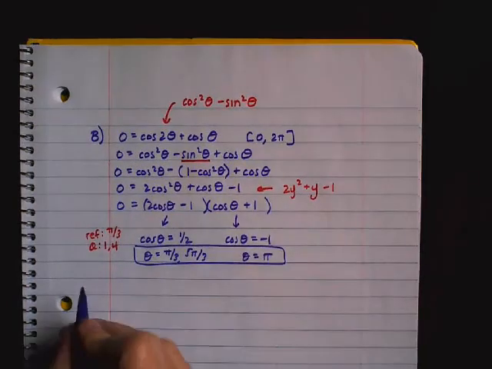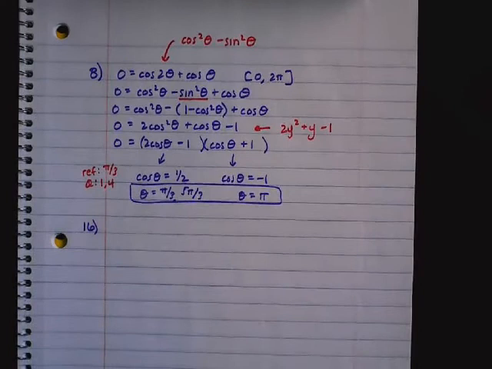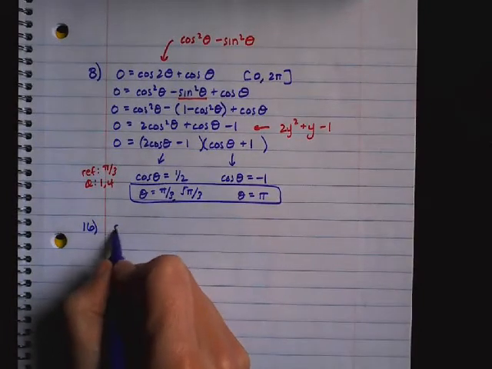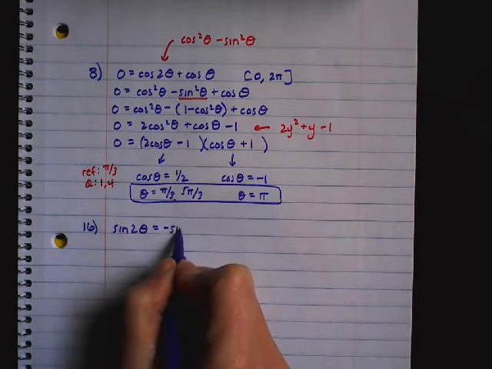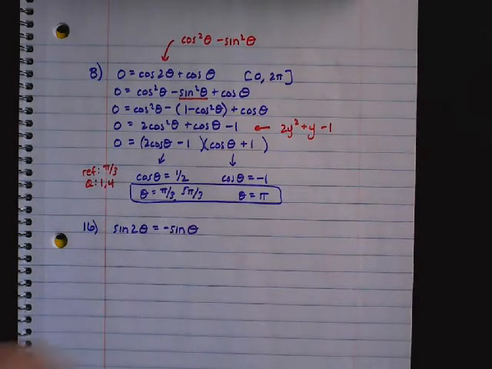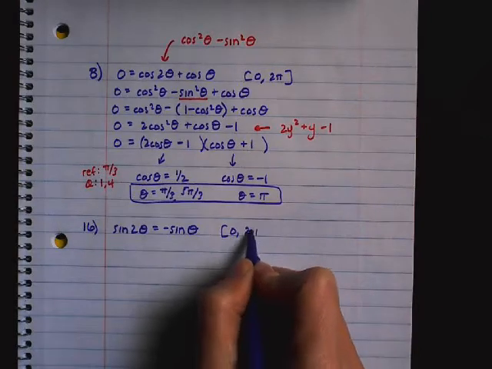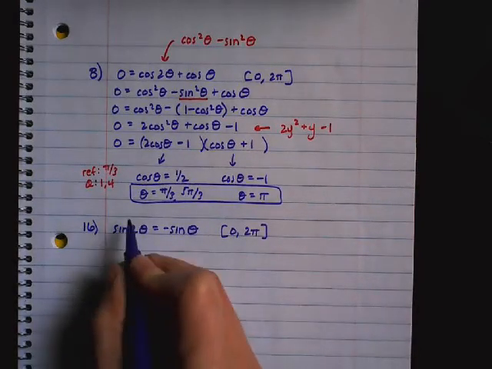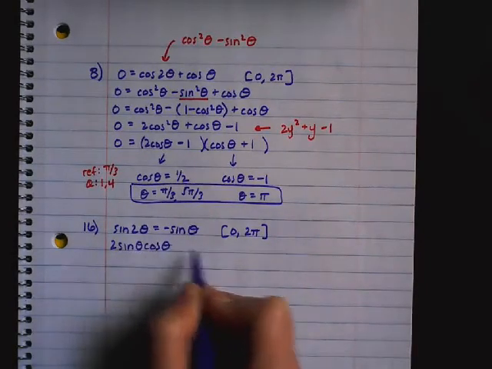And now lastly, we have number 16. That's the last one that multiple people asked for. So let's give that a go. This was sine of 2 theta equals negative sine theta. First thing I want to do, again, remember we're solving this on the interval 0 to 2 pi. I want to replace my double angle with 2 sine theta cosine theta. That's just a trig identity you need to know.